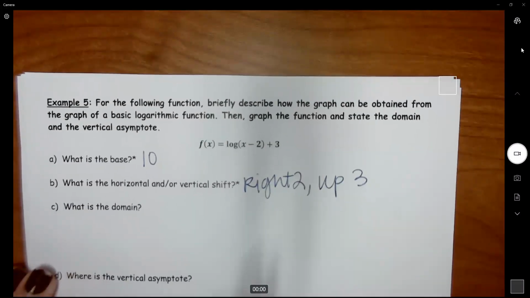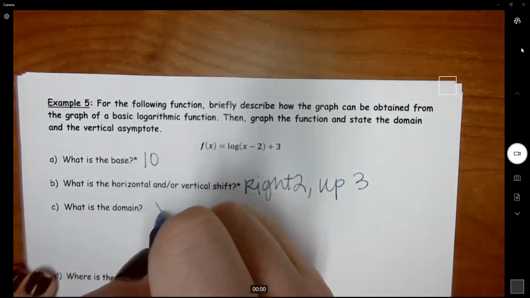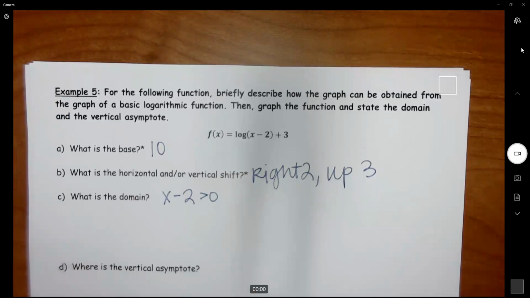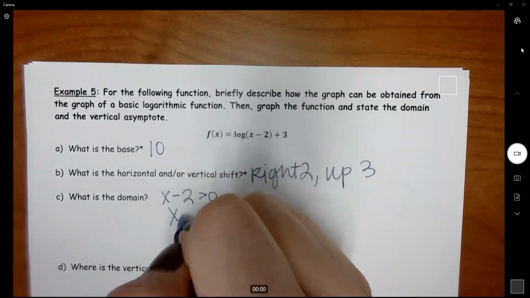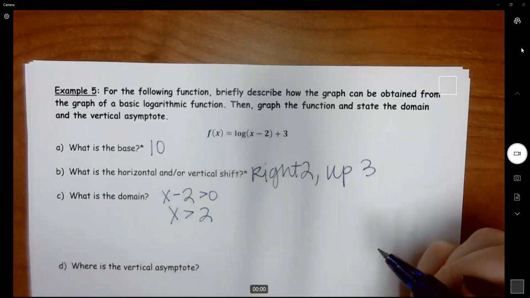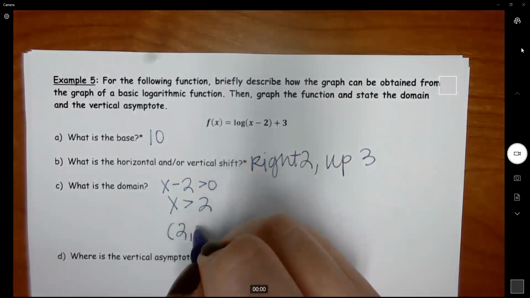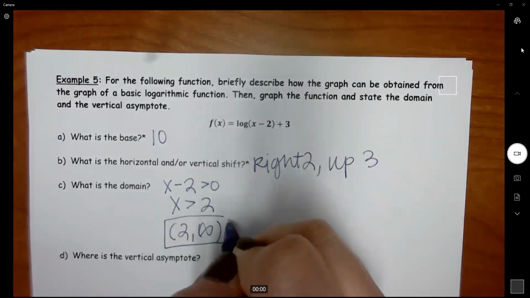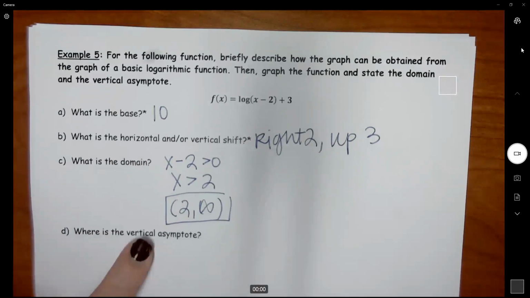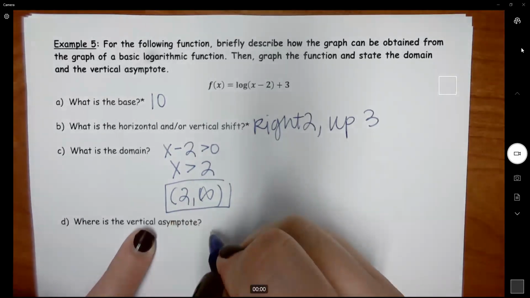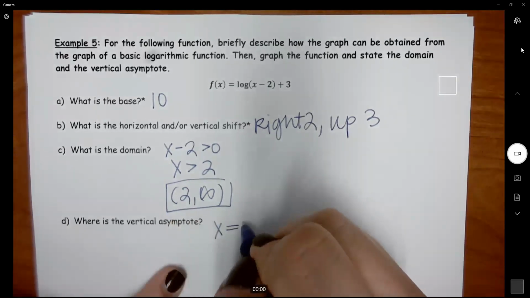So what is the domain? We take what you have here in parentheses, and we know that that has to be positive, but it cannot equal 0. So we set that greater than 0. So add that over, and we find that x must be greater than 2. So that is 2 to infinity, which then tells me where that vertical asymptote is. It's right here where this starts at x equals 2.